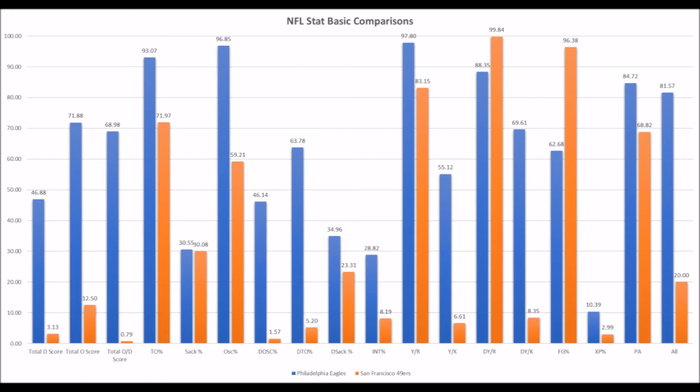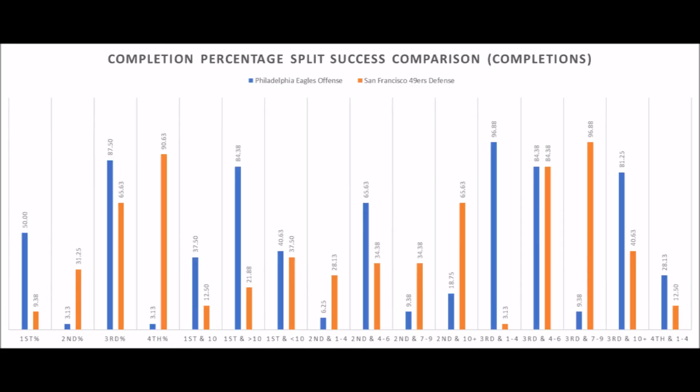Now when you get to some other data points, looking at completion percentage, this is the Eagles' completion percentage on offense versus the 49ers defense. And it's again a common theme with the Eagles. If there's one criticism, one area that I think they can improve upon, it's first down and second down completion percentage. The Eagles have been pretty average to below average in both those areas throughout the entire year, and honestly, the second down has gotten worse as the year has gone on.